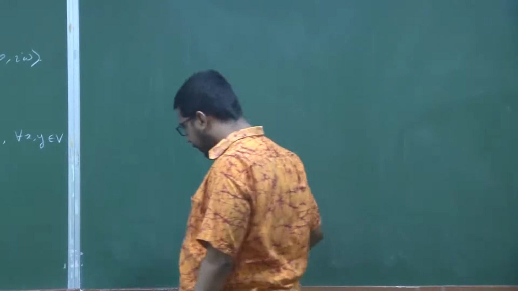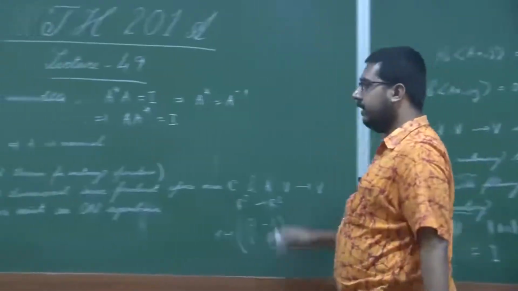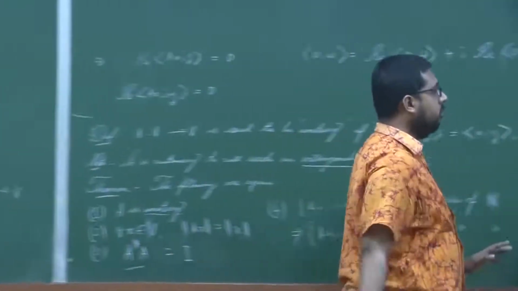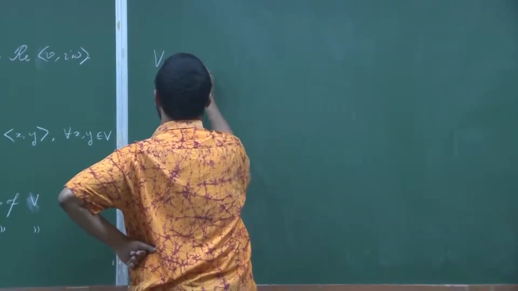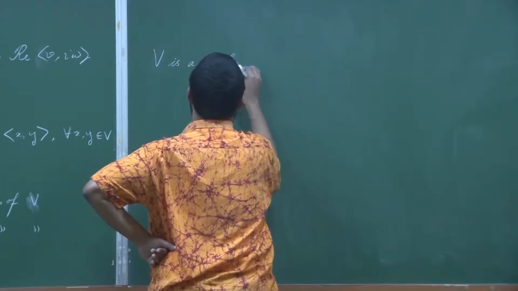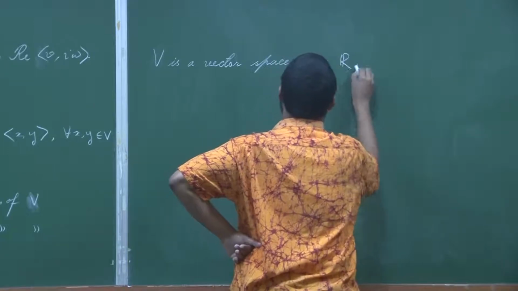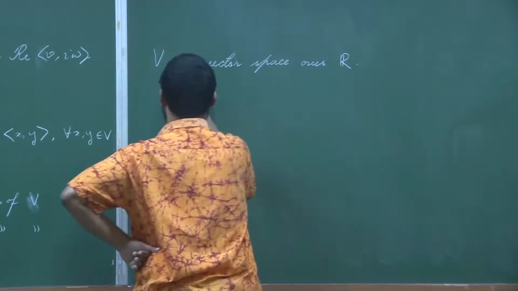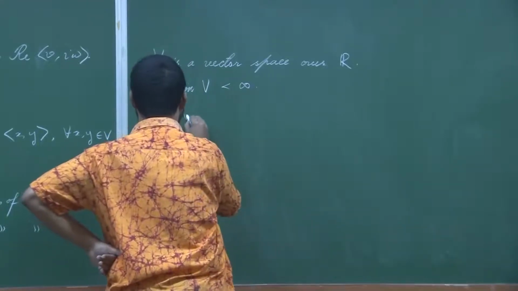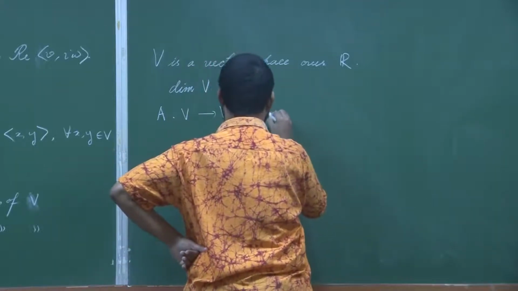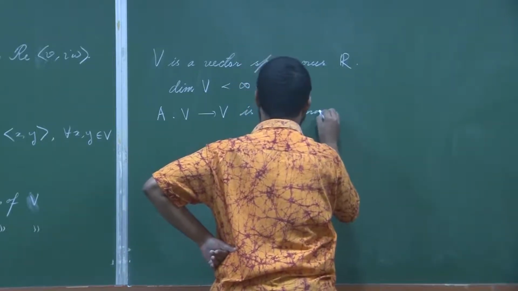So for the rest of this lecture, because the complex case is totally done, we throughout assume that V is a vector space over R, dimension of V is finite, and A from V to V is orthogonal.